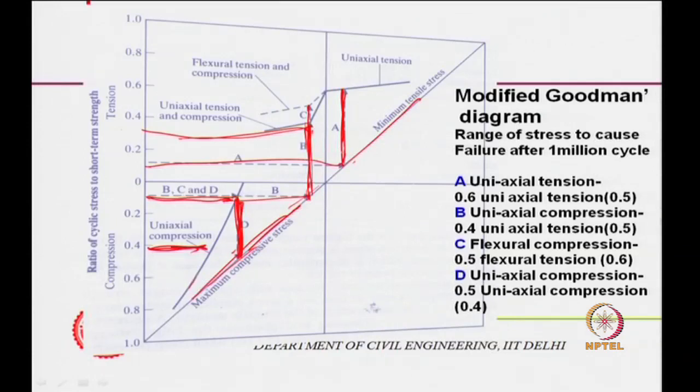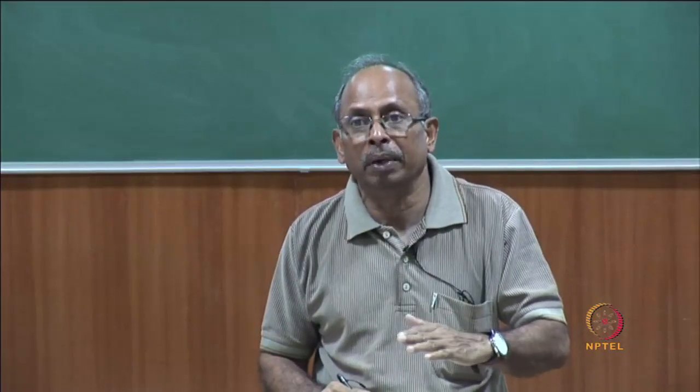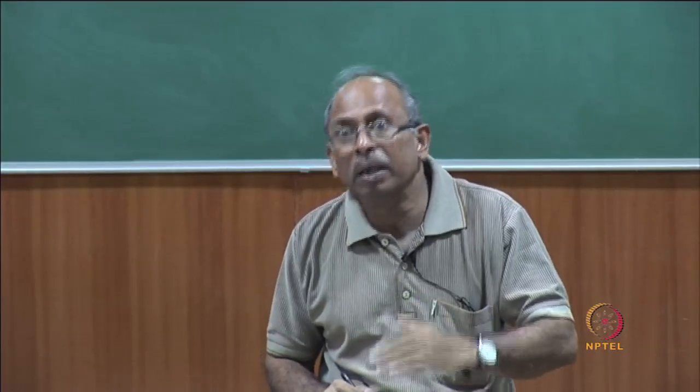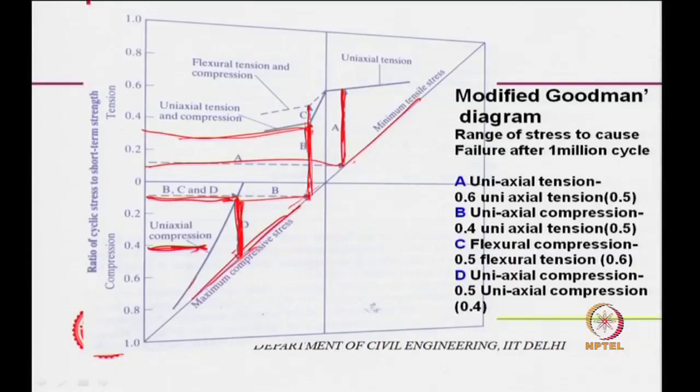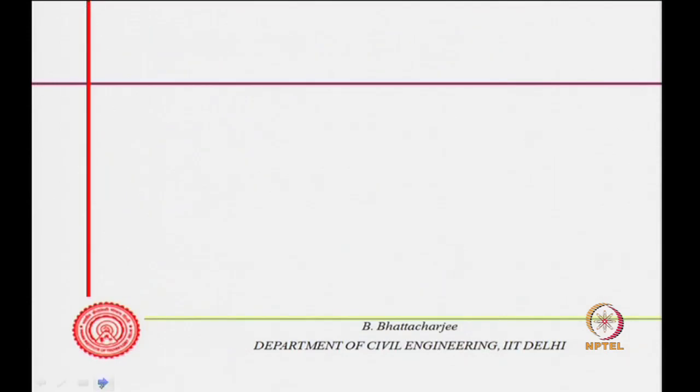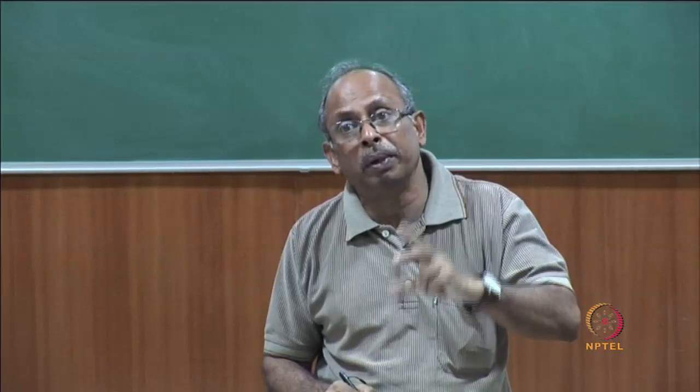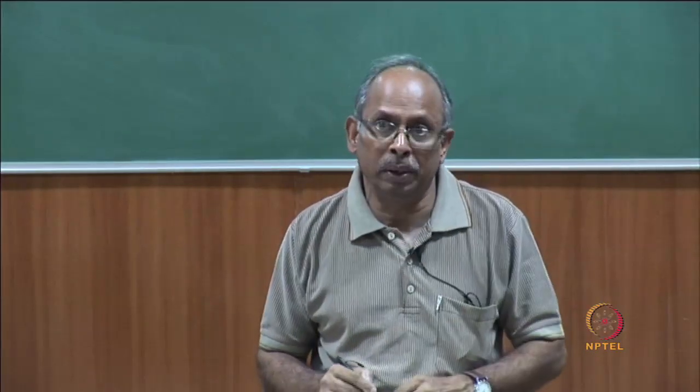So, the modified Goodman's diagram can be used to find out what level of stress reversal you can do, at what level of static stress. So, at 10% of the stress level, you can reverse the stresses given from this diagram. Whether it is compressive stress or tensile stress, one can determine from this diagram. So, the modified Goodman's diagram can be used to find out what range of stress you can use.